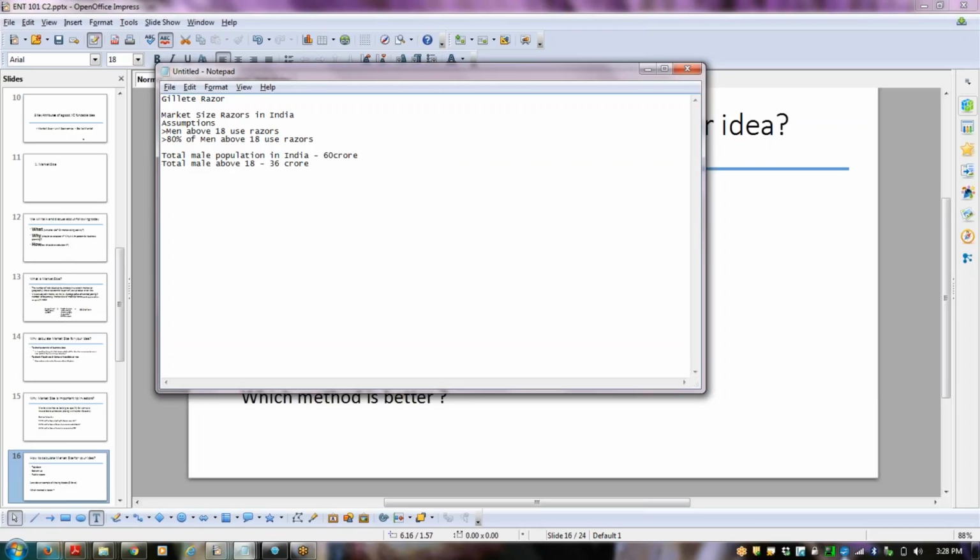Now another assumption that you make is how many razors a person uses on average. One razor per year, at least 100 rupees per razor. Okay, so you say total addressable market. So that's a correct piece.